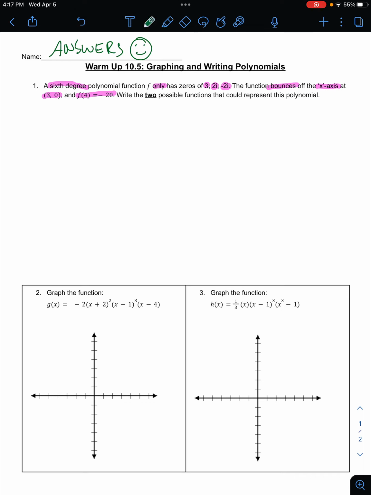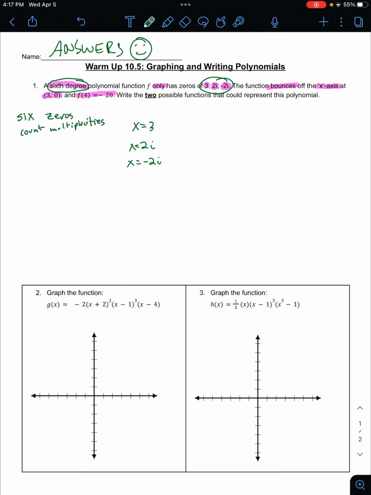So first of all, if we're a sixth degree polynomial, that means in theory, the fundamental theorem of algebra says we're supposed to have 6 zeros. But that's if we count multiplicities. So that means from our zeros given here, we have x equals 3, x equals 2i, and x equals negative 2i. That's 3 zeros, and we need to get to 6.